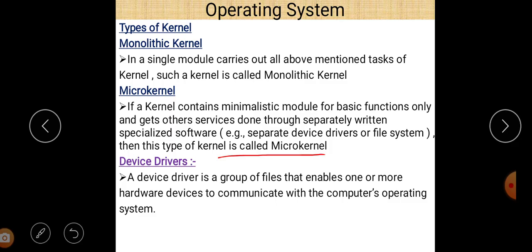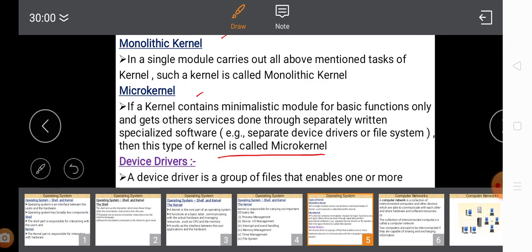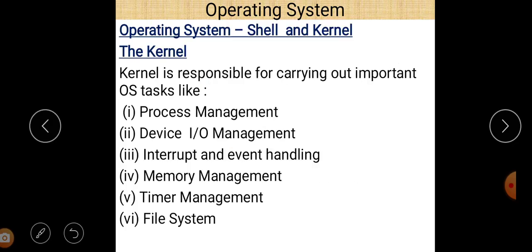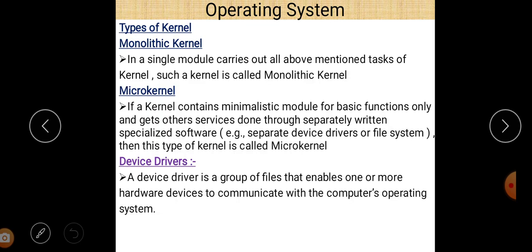So there are two types of kernel: first of all, monolithic kernel and microkernel. If there is a single module which performs all the tasks, then it is called the monolithic kernel. As far as the microkernel is concerned, it contains a minimalistic module. It means it does not perform all the tasks that are given here. These tasks or functions are performed by separately written specialized software, sometimes called device drivers or file systems. So this type of kernel is called the microkernel.